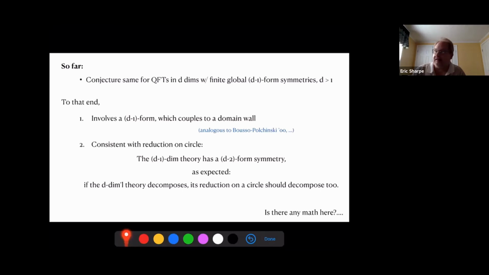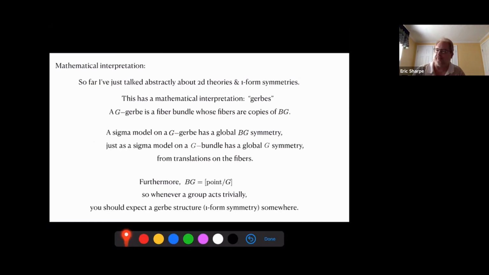So is there any math here? This is a string math conference, and I think I've managed in most of this talk to speak only about the physics side of all of this. Let me, here at the end of this talk, briefly talk about corresponding mathematics, or at least place this in the world of mathematics. So far I've just talked abstractly about two-dimensional theories and one-form symmetries. So this can be interpreted mathematically in terms of gerbes.